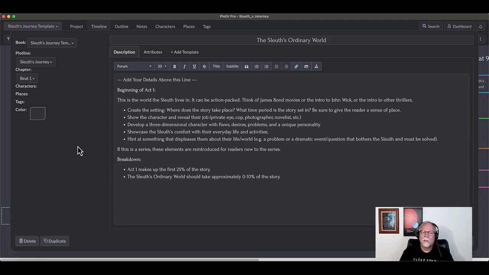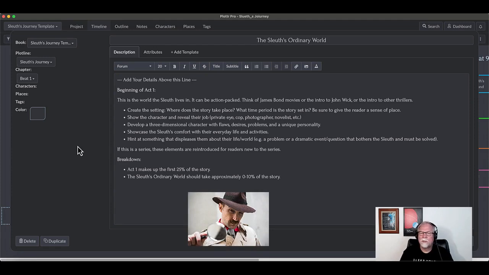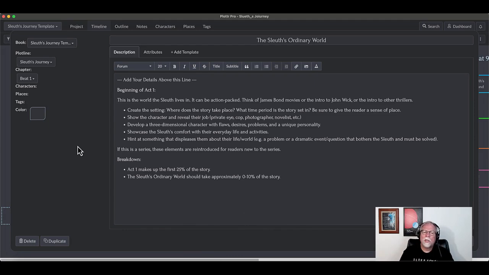We also show the character and reveal their job. Are they a private eye? Are they a cop? Are they a photographer? Are they a novelist? Who is this person? Now, we want to develop a character that people want to follow throughout the whole book. We want to showcase the sleuth's comfort in their everyday life and activities, but kind of throw a hitch in it. Something bad is going to happen, and that's really what this story is going to be about.